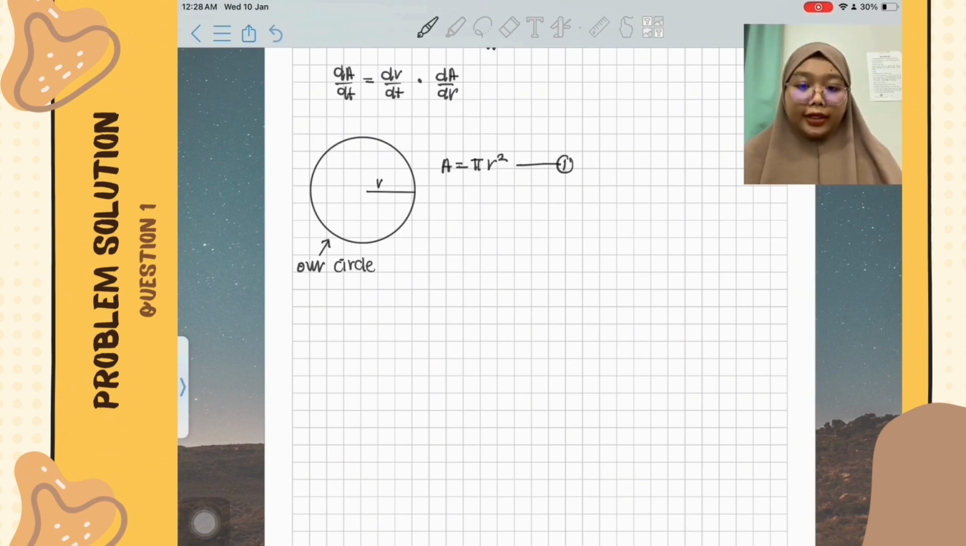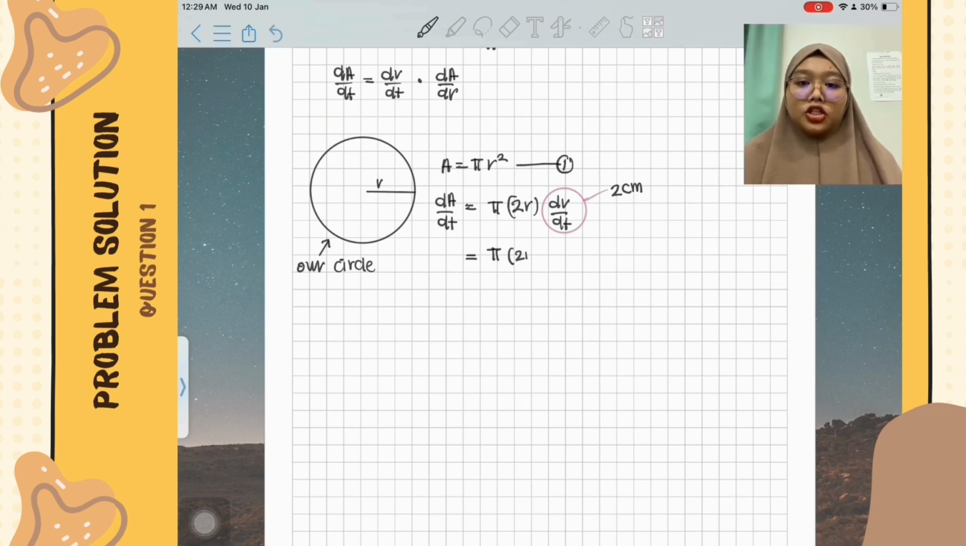From this formula, we can find our dA/dt, that is equal to pi times 2r to the power of 2 minus 1, so we get r to the power of 1, times dr/dt. As we know, dr/dt is already given in this question, which is 2 cm per second.